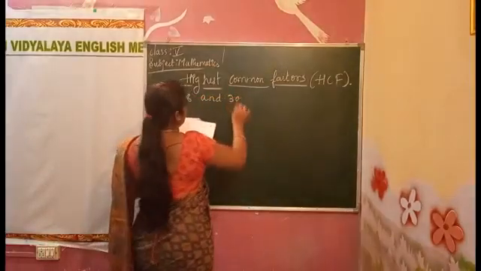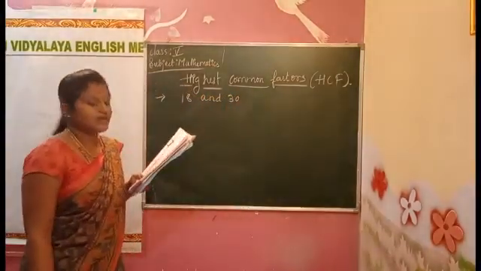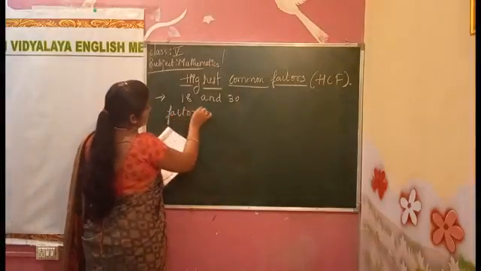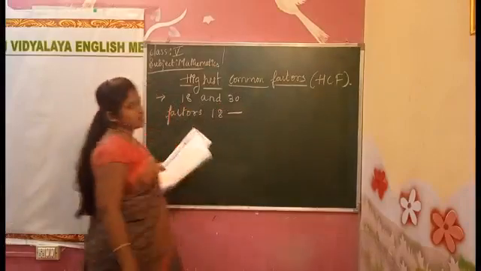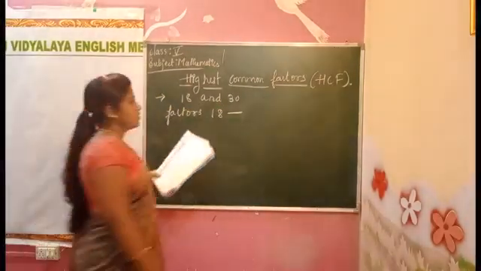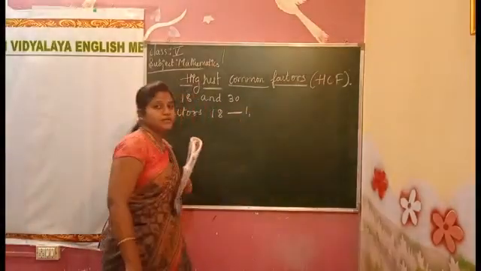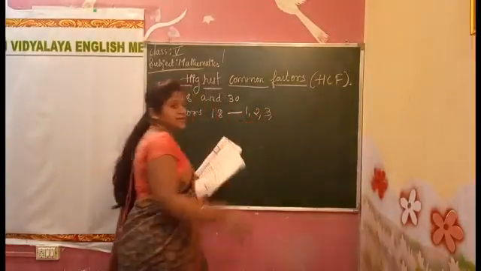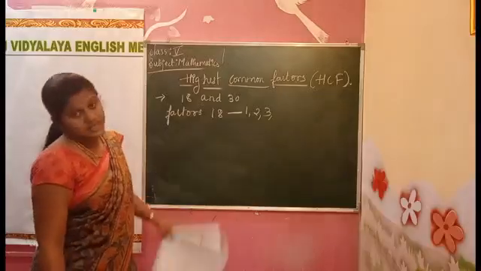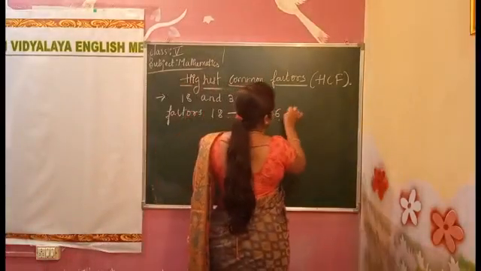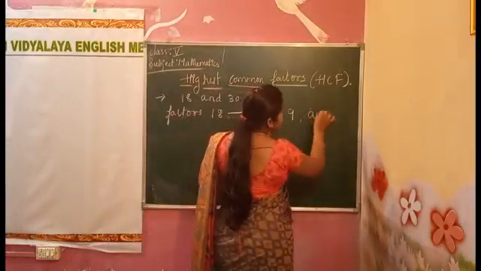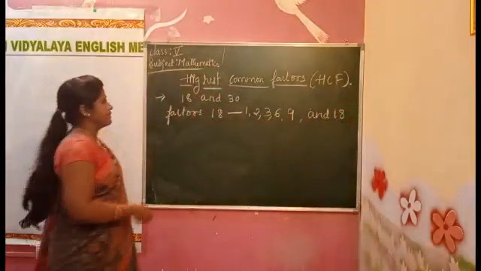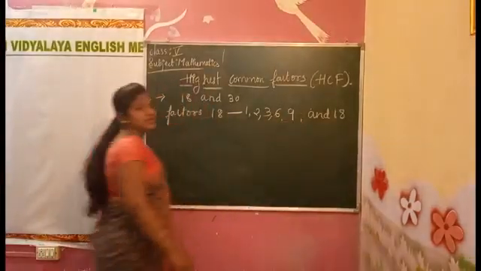What we have to do is just find the factors of 18 first. Factors of 18 means, in which tables does 18 come? Okay, in the 1 table it comes, in the 2 table it comes, in the 3 table it comes, in the 4 table it doesn't, in the 5 table it doesn't. Okay, in the 6 table it comes. Again in the 9 table, and the last one, in the 18 table it comes. So these are the factors of 18.